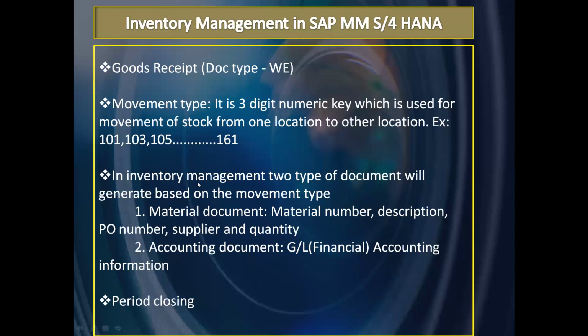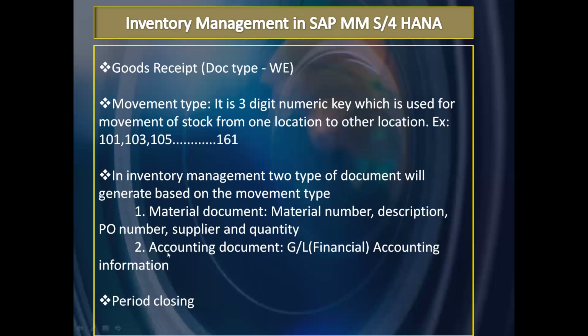One most important thing: in inventory management, two types of documents will be generated, based on the movement type which we use. One will be your material document, where we get all the material information, like the material number, the description of that material, and the purchase order number, because if you are receiving the material with reference to a purchase order, you will get this option. Then who is the supplier or vendor, and the quantity: how much you had ordered. This information will be part of your material document.